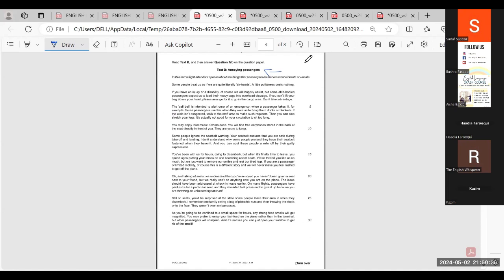The text B passage is always more discursive in nature. What I mean by discursive is it's more like an article, it sounds like a blog. Sometimes they even tell you if it's an article. So there can be more of a personal touch to it. There are more personal pronouns, more personal experience, but you have to be careful. This text, if you noticed, is written by a flight attendant about things that passengers do that are inconsiderate or unsafe.